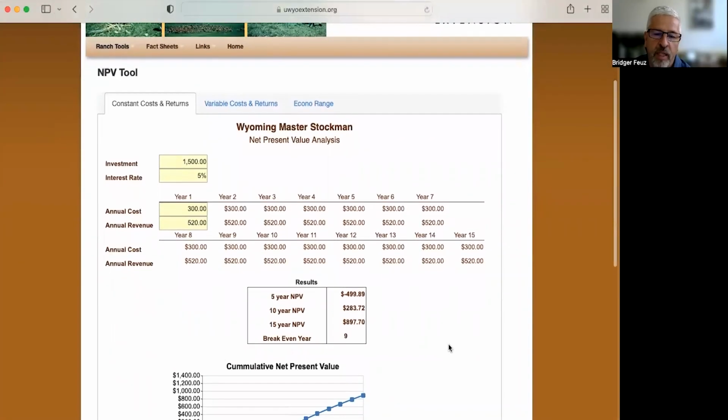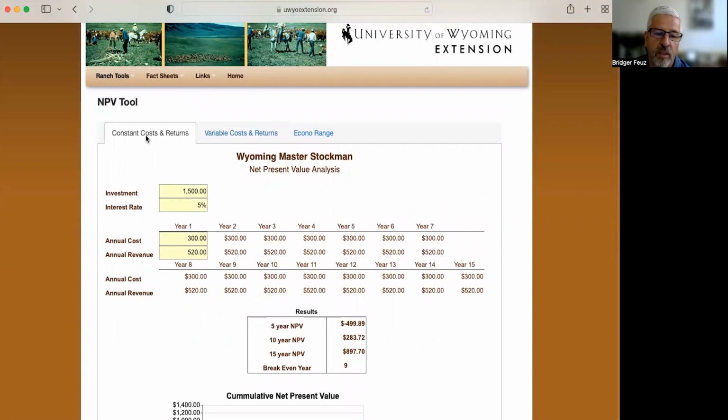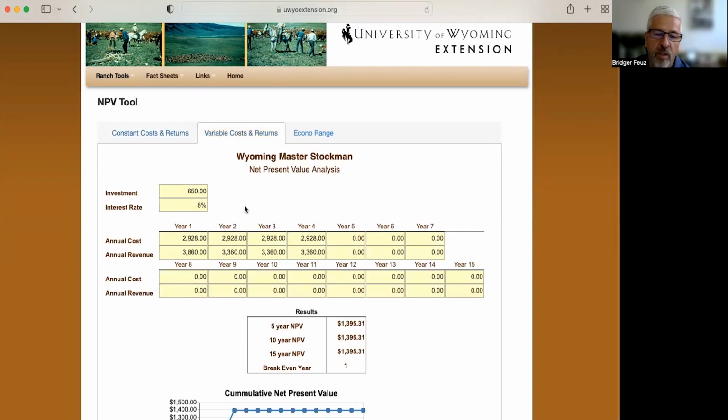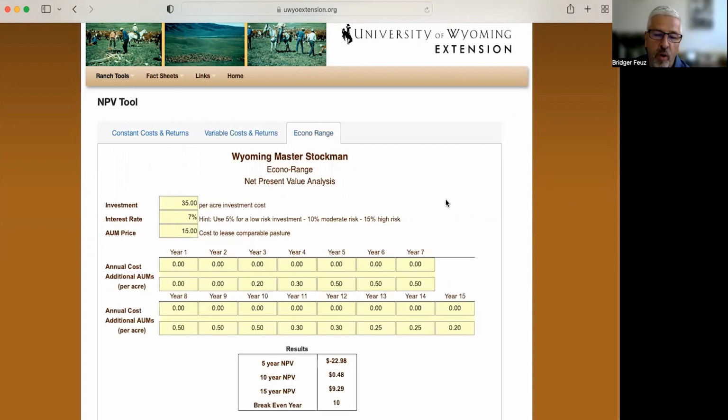There are three different calculators on the net present value tool. There's this constant cost and returns, which assumes that each year your costs are going to be the same and your revenue is going to be the same. There's also a variable cost and returns calculator. So in this, you can adjust the annual cost and revenue each year over the 15-year period. And then the last one is this EconoRange, which looks at range investments. And we will have another video on this EconoRange tool coming up next in this series.